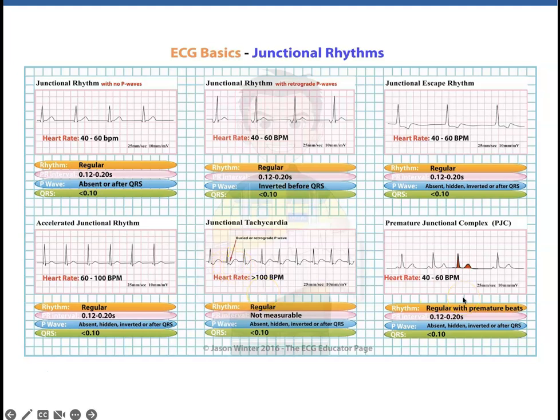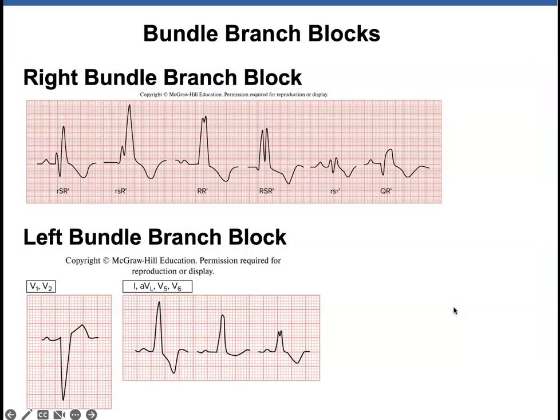And then you can also have what's called the PJC, which is a premature junctional complex, which is similar to what I showed earlier. That can happen early, right? So here's your P wave, QRST, P wave, QRST, and then here's a junctional beat. Look at that, it came early. And it's junctional because it did not have an actual P wave.